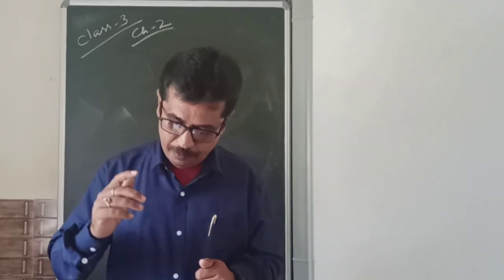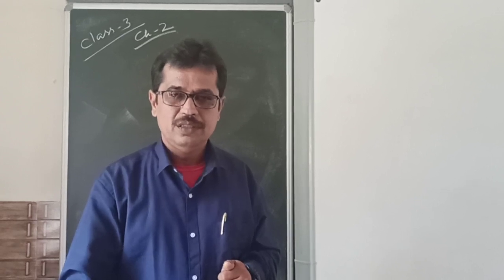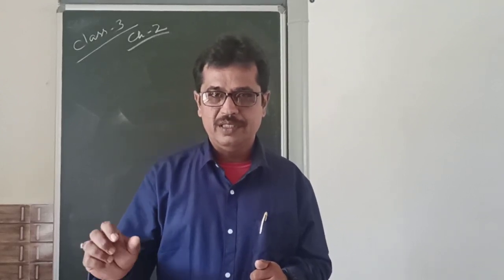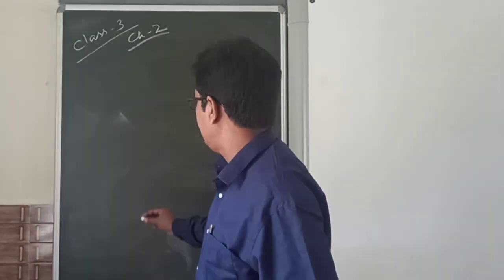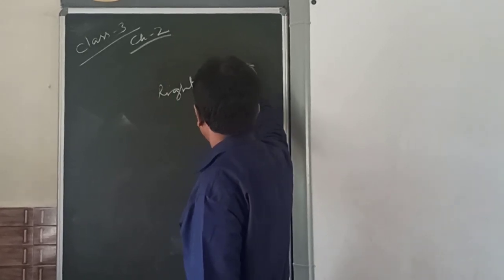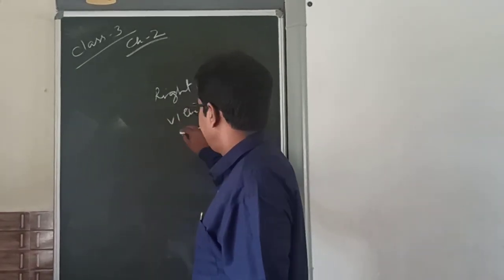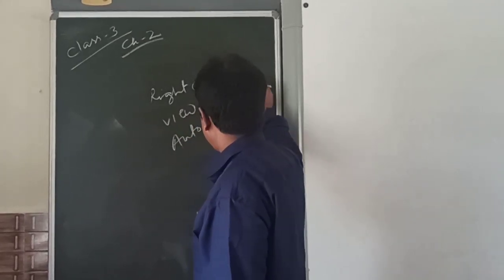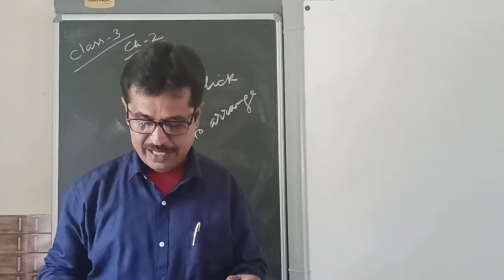For example, in your book page number 22, the auto arrange option is given. You can use any of the options given from the sub menu list. So these are the steps: right click on the desktop, then click view, then next is auto arrange, or any of the options you can use for arranging the icons of the desktop. You can see the changes.